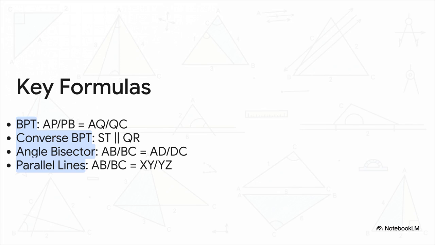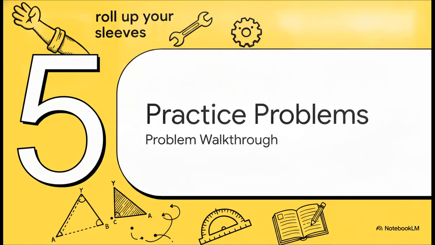Ready? Number 1, BPT. AP over PB equals AQ over QC. Number 2, converse of BPT. Proportional sides tell us that segment ST is parallel to QR. Number 3, angle bisector. AB over BC equals AD over DC. And number 4, property of parallel lines. AB over BC equals XY over YZ. Very, very good.